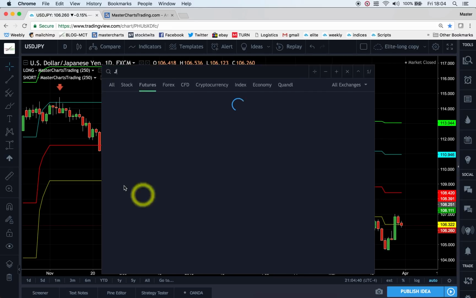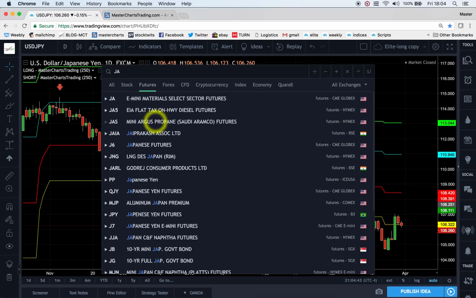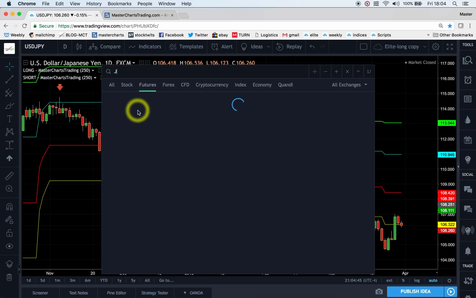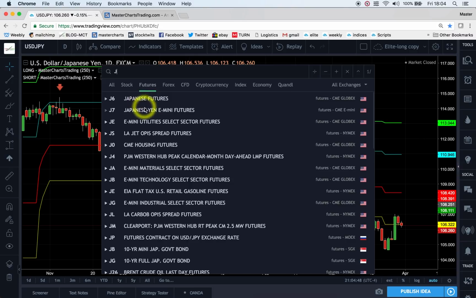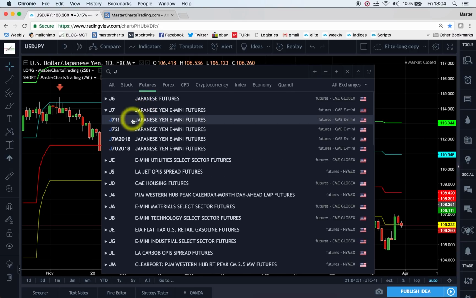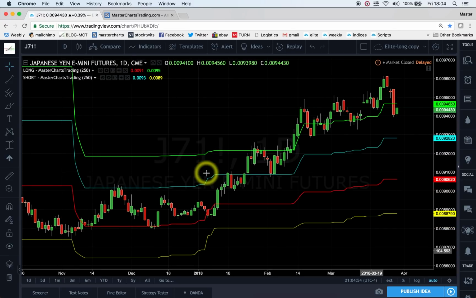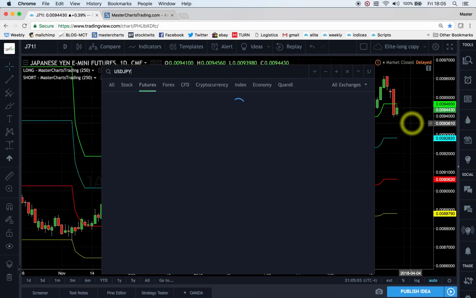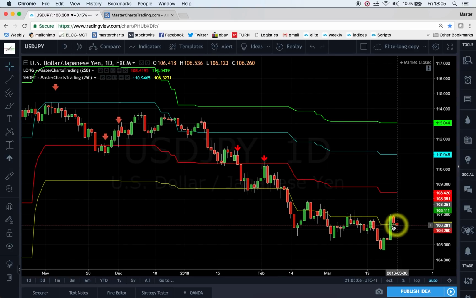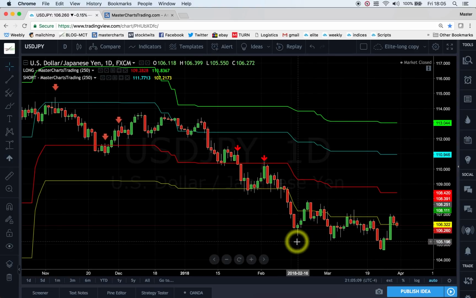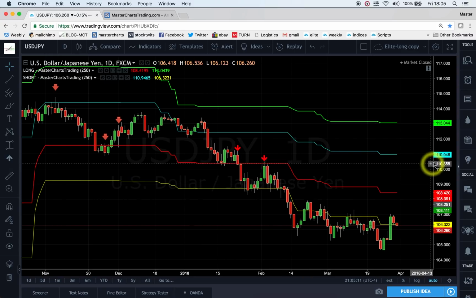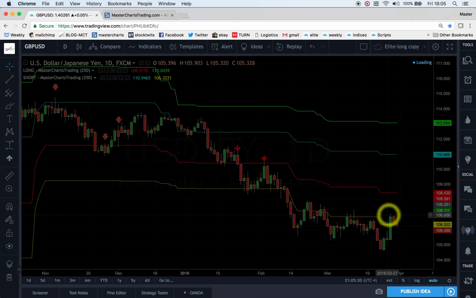Let me go to futures. There, Japanese yen mini futures. Let me see, I think this is it. Yeah, so far this is still in an uptrend. Is it topping? Difficult to say. I would wait to make a judgment on the US dollar versus Japanese yen until we see a significant push higher, or maybe the rest of the currencies turn around. British pound versus US dollar.